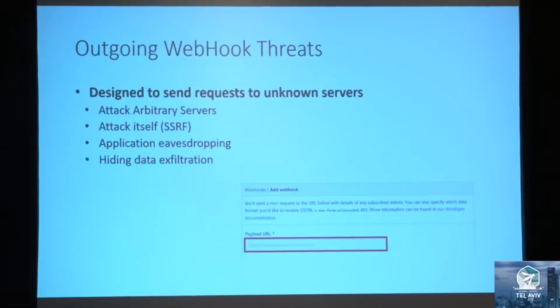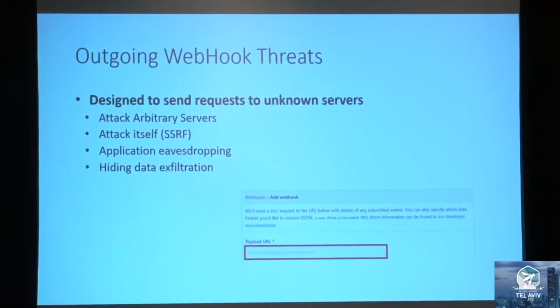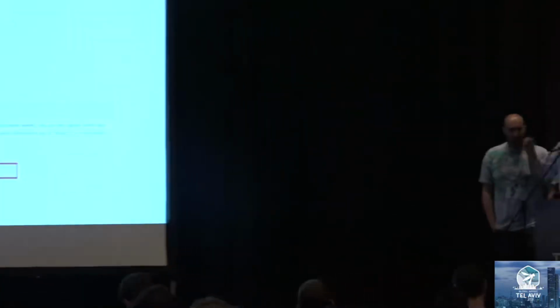Hiding data exfiltration. So if you have a malware inside the network, instead of just sending directly from the endpoint to your CNC server, you could just register a webhook on some internal service, like Git, for example, and the webhook URL will be your CNC. So your endpoint won't be sending any direct traffic to your CNC, but just sending some commits to Git, which is like legitimate traffic inside the network, right? And the Git server will send those requests to your CNC server.